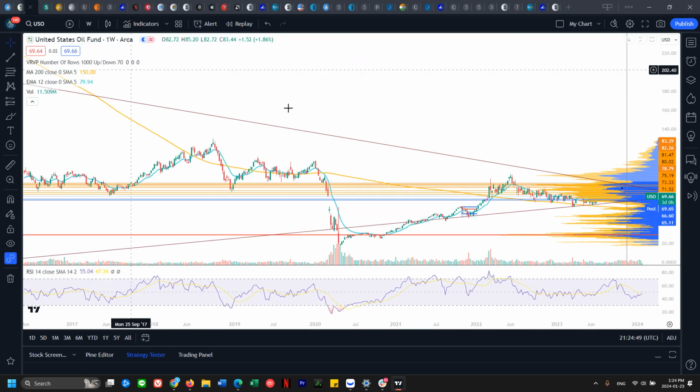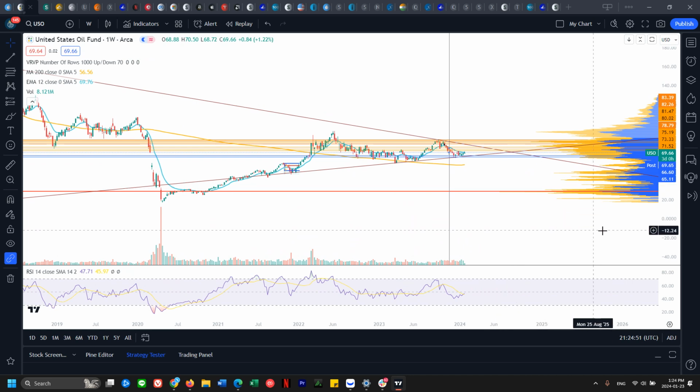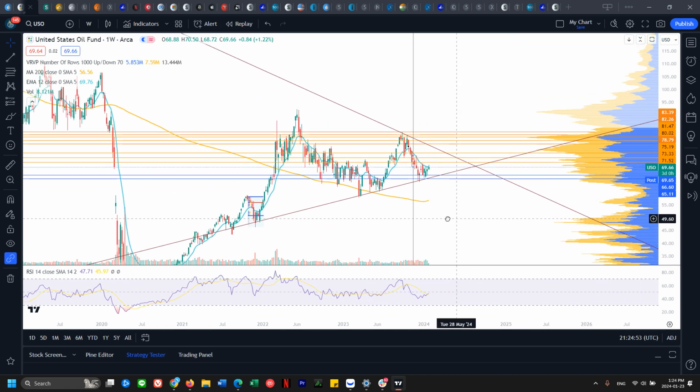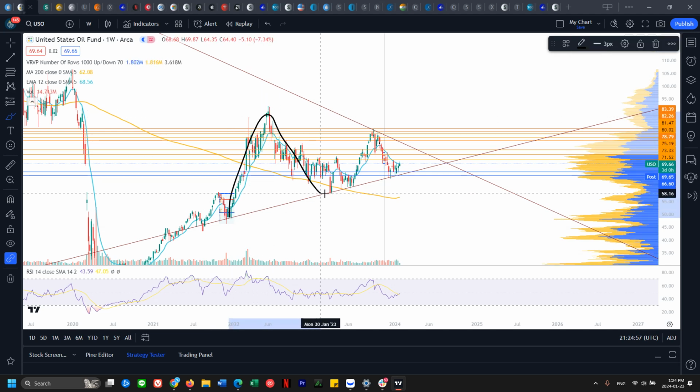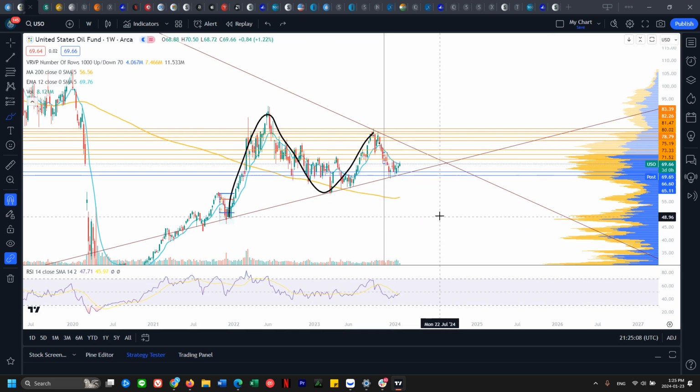All right, let's take a look at oil. So oil is still in this big tightening range. This is what a tightening range looks like: a move up, big move down, big move up. It's always within the prior move. This is on the weekly chart, so this takes a very long time. Big move down, and we're still just kind of flagging here, a bear flag.